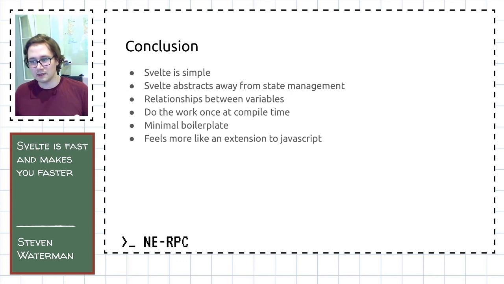So, in conclusion, Svelte is simple. It abstracts away from state management and lets you just define the relationships between the variables instead. It does all that hard work at compile time on your development hardware, which is probably far faster than your end user's 10-year-old iPhone they're running the site on. It works more like a language than a framework, meaning that you get minimal boilerplate. It provides a very thin layer of state management, reactivity, and then some almost utility functions for dealing with HTML. And like I said, it feels more like an extension to JavaScript than it does a framework or a library.